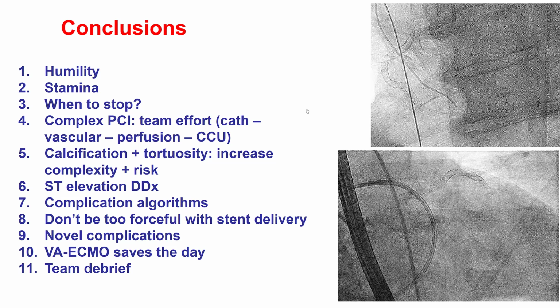Lesson number 10 is the importance of VA ECMO when things don't go well and the patient goes into essentially cardiac arrest. VA ECMO is often the only way to salvage them. So having access to VA ECMO on an emergency basis 24/7 in the cath lab can literally be a life-saving procedure in the lab.